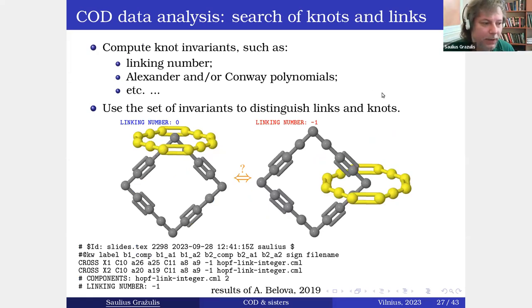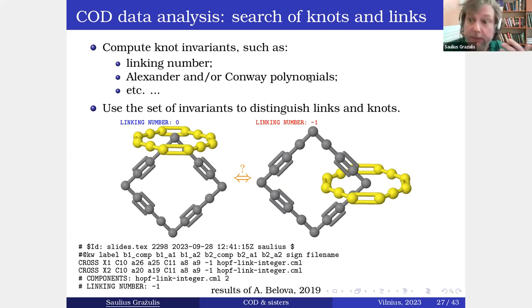You could also ask, are there actually finite net molecules that are linked together that form knots or links? And again, we try to look into that, and we have some algorithms, some programs that calculate knot invariants on our structures. For example, we can distinguish the structure on the left with the linking number 0, the unknot, and the structure on the right, which is a Hopf link, right?